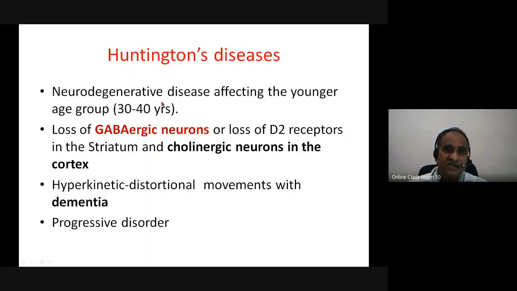Huntington disease is a neurodegenerative disease affecting the younger age groups of 30 to 40 years. It is due to the loss of GABAergic neurons in the striatum, especially the caudate nucleus. And also in the later stages, loss of cholinergic neurons in the neocortex, especially the prefrontal area and other areas of the cortex, which is where learning and memory are involved.